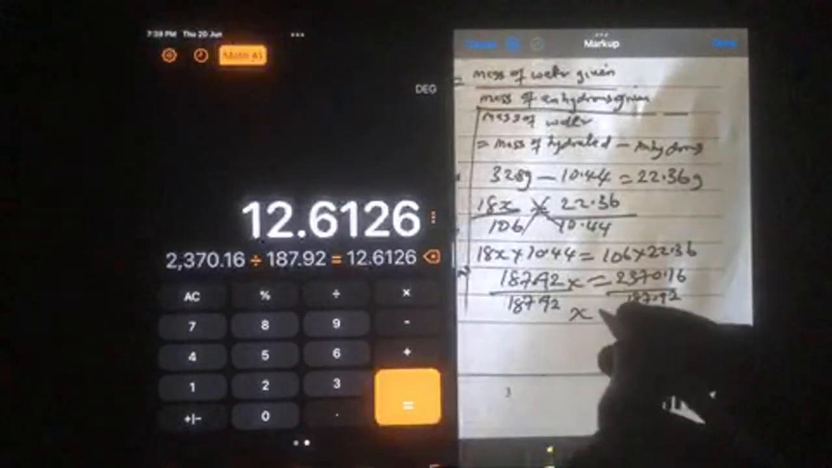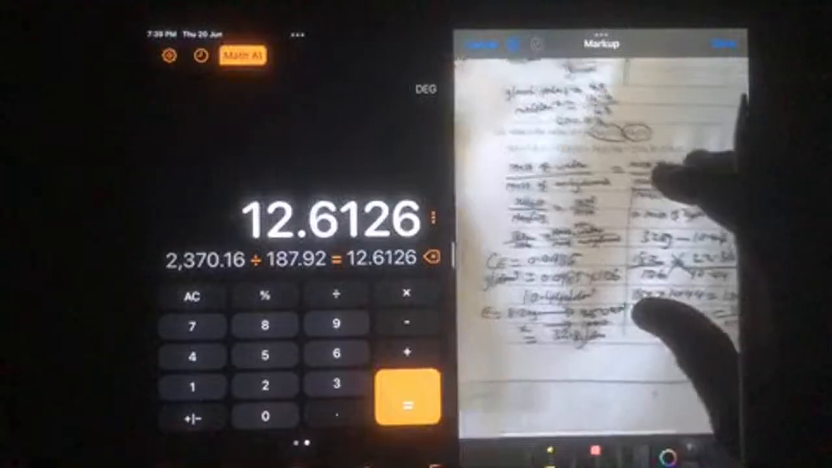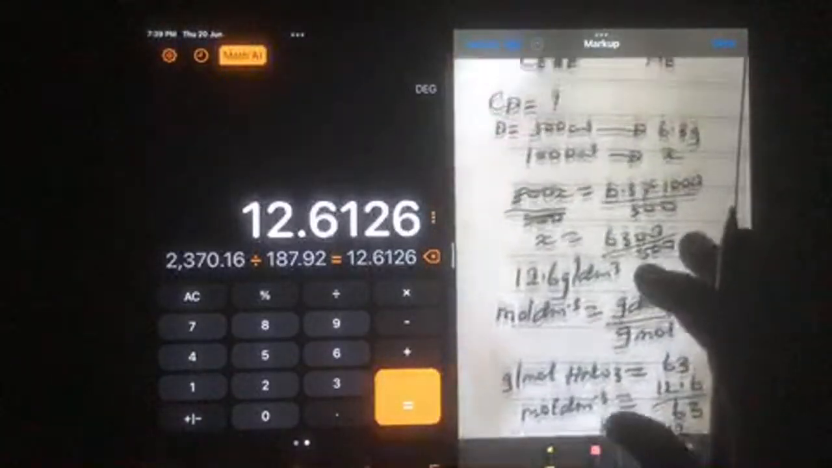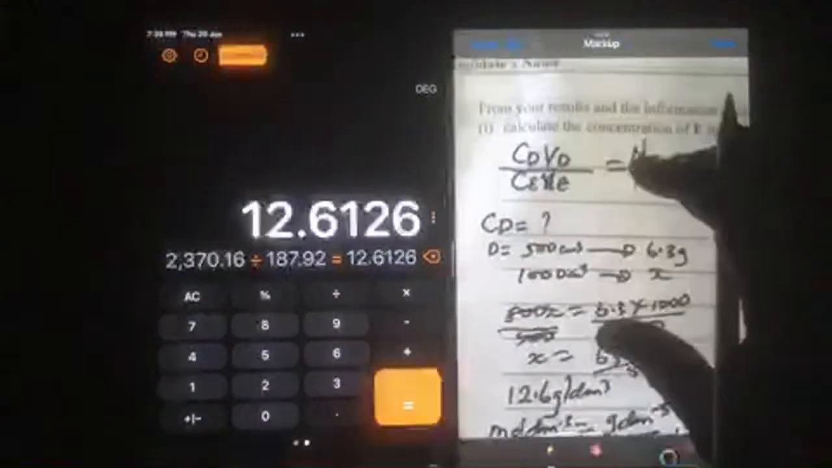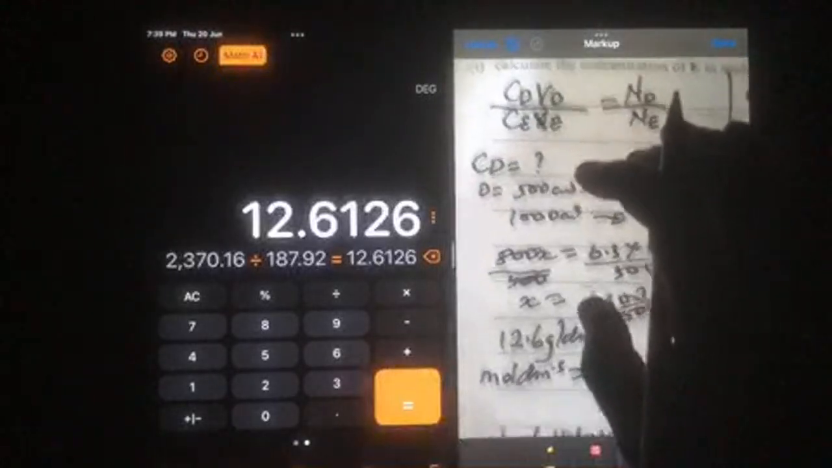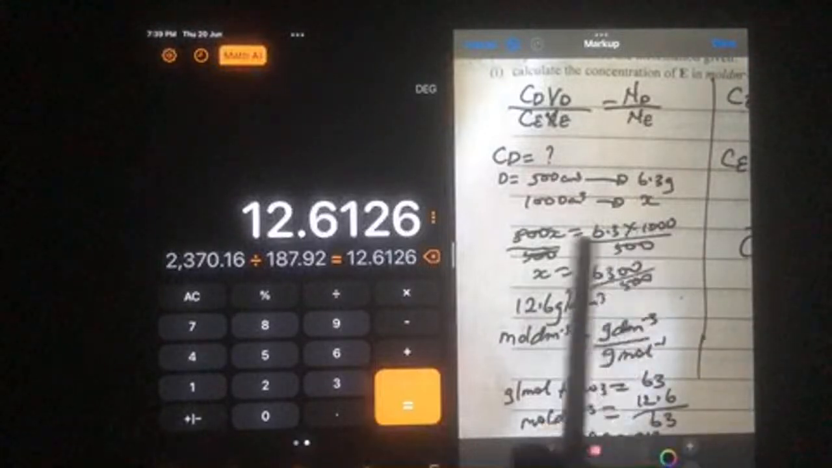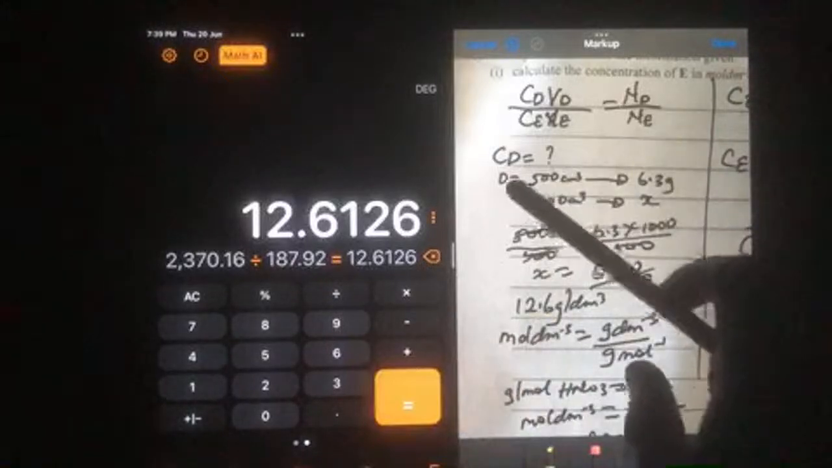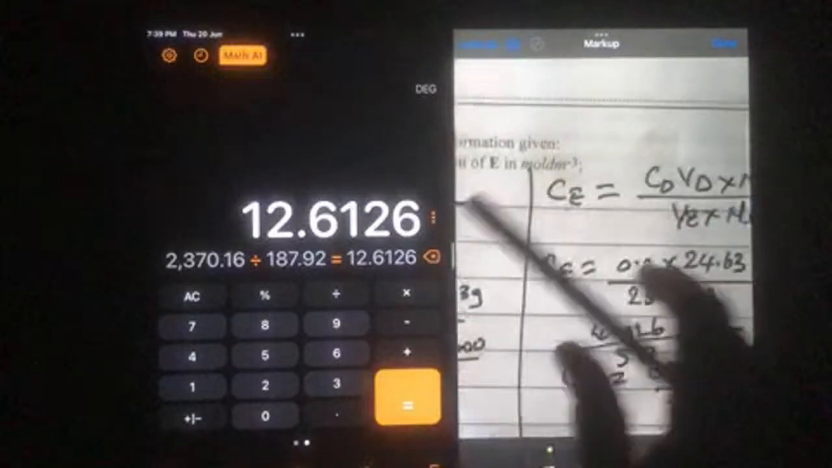I'll check my solvings again to check if there is any error. So x, according to what they gave us, is 12. Remember, you're allowed to get anything because they hyped the number. Here, say concentration of E in mole per DM cube. Our concentration, which is CE, 6.3 was in 500, so that 12 grams will be in this. Then dividing 12.6 by 63, we got 0.2, which is correct.